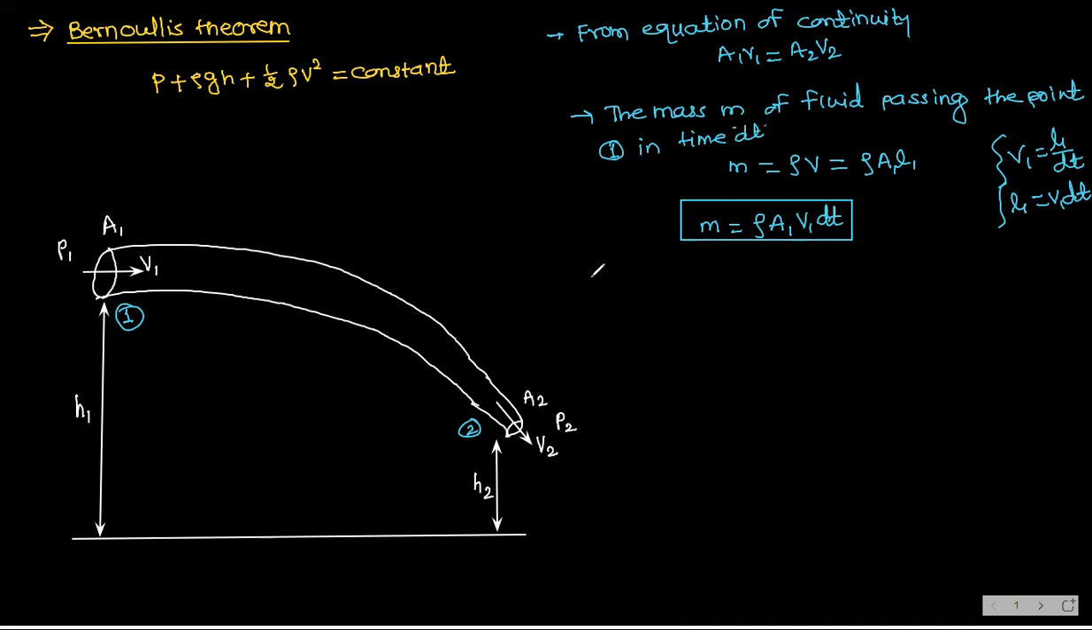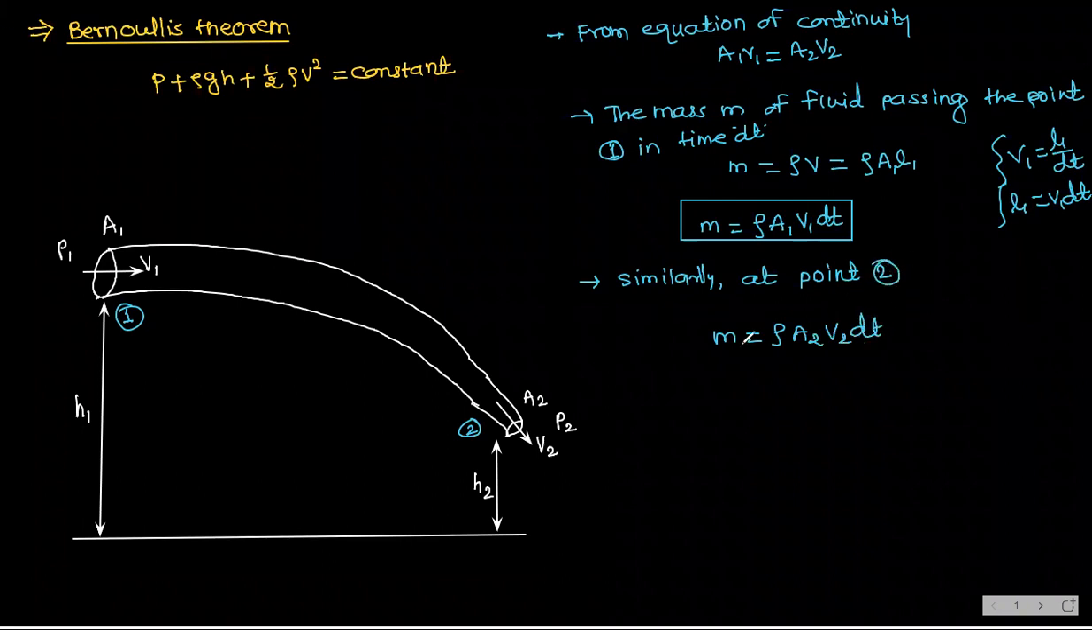Okay. Now, similarly, at point 2, what you will get? M is equal to rho into A2 into V2 into dt. Okay. Understood? Clear? Any doubt? Please ask. The fluid passing through the point 1, this point 1. Okay, sir. Yes. Any other doubt? Next. Now, next you see.